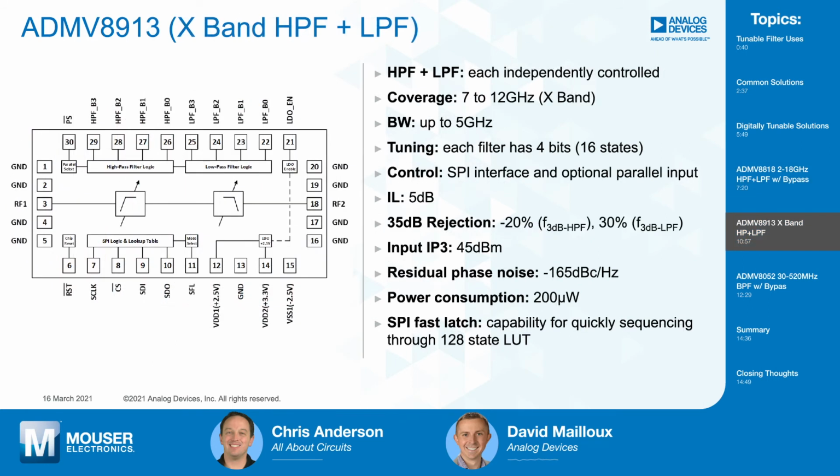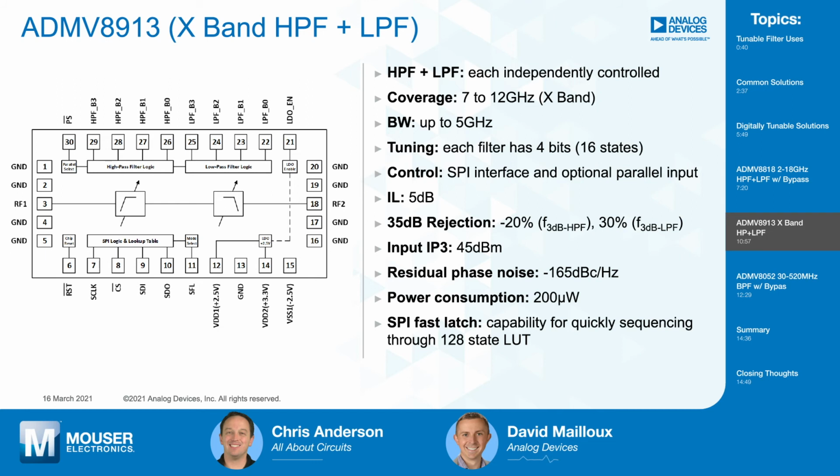The second product that ADI is introducing into the market is the ADMV8913. Each high-pass and low-pass filter is independently controlled and has 4 bits or 16 states. It covers the frequency range from 7 to 12 gigahertz, and it can generate up to 5 gigahertz of bandwidth.